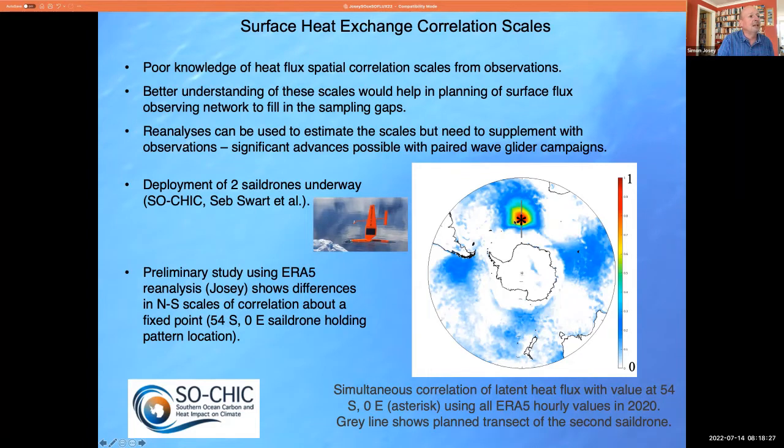Part of that is to do some sail drone deployments. So here's a sail drone, and there are now 2 sail drones in the water moving towards this location. And that will enable us, amongst other things, to look at correlation scales in more detail for the heat loss.